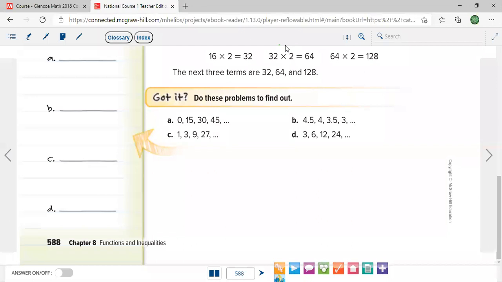Now let's do these problems. Problem A, I have 0, 15, 30, 45. So it's clear that we are adding 15, adding 15, adding 15. So next terms are, after 45 will be 60, then 75, then 90.